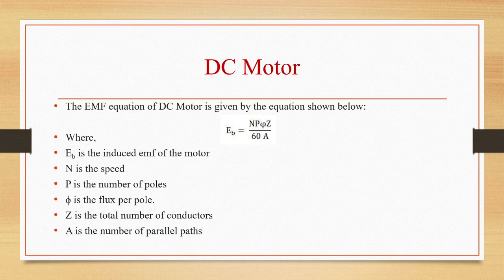See students, in this EMF equation of DC motor, EB is the induced EMF of the motor, we can say, or back EMF or counter EMF. N is the speed in RPM, P is the number of poles, phi is the flux per pole, Z is the total number of conductors, A is the number of parallel paths. So significance of back EMF, what is back EMF, what is its significance, and how it acts as regulating mechanism, I'll be telling in detail all these things in the coming classes, students. So as of now, just remember that EMF equation of a DC motor is given as P phi Z N by 60A, which is same as the EMF generated in a generator.